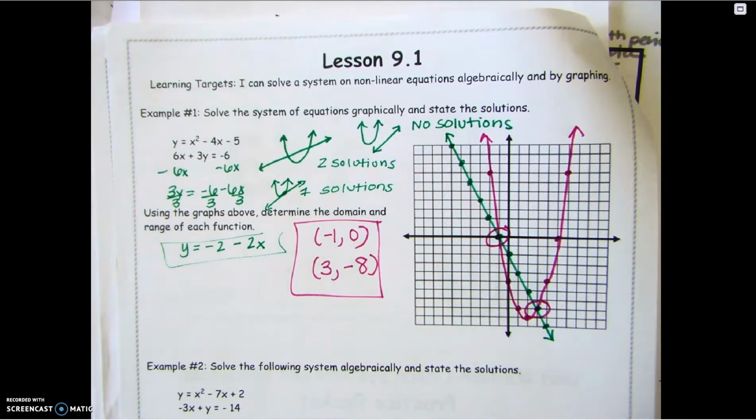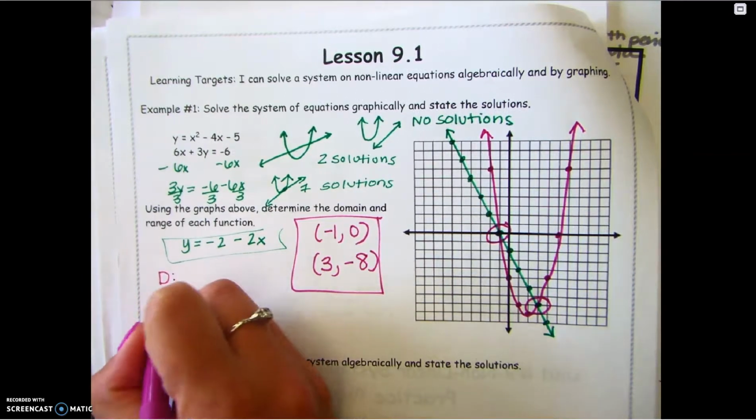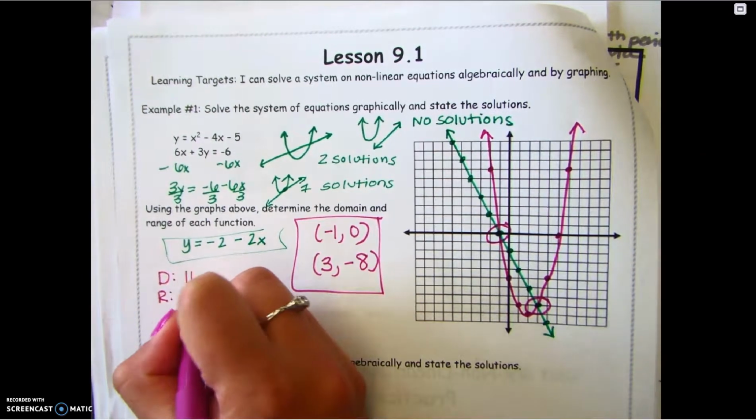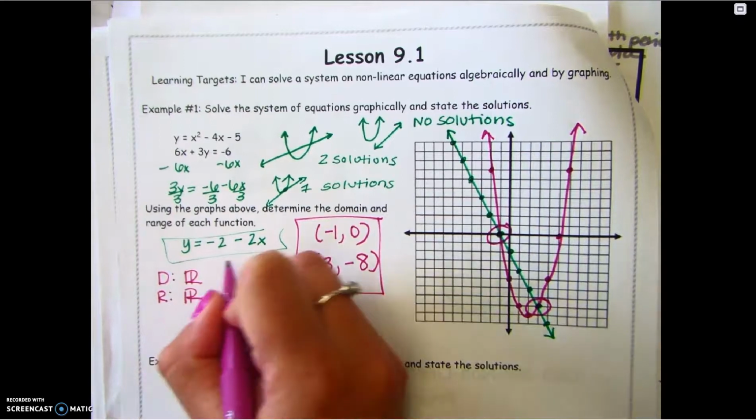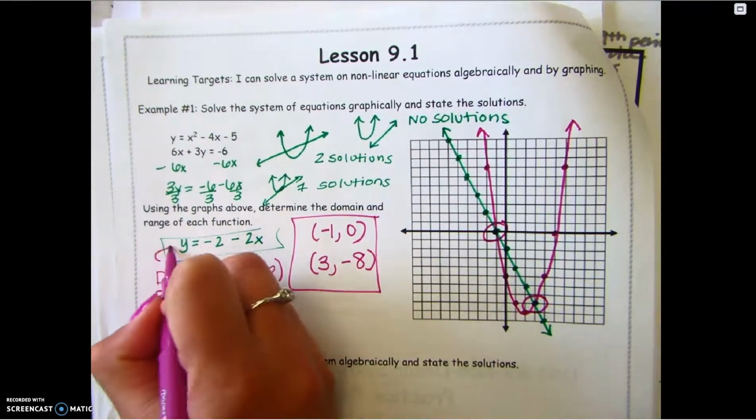Then it asked me to state the domain and range of each function. For my line, it'll go forever left, forever right, forever up, forever down. So the domain and the range of a line are all real numbers. You could say negative infinity to positive infinity, same thing. So that's for the line.